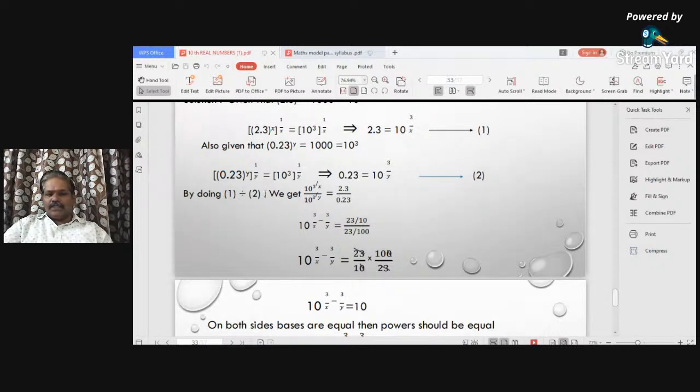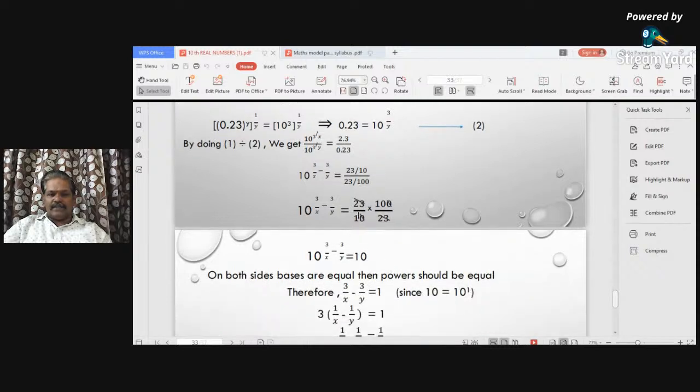Dividing equation 1 by equation 2, we get 2.3 by 0.23. And on the right-hand side, 10 to the power of 3 by x divided by 10 to the power of 3 by y. Taking the formula a to the power of m by a to the power of n is a to the power of m minus n, that is 10 to the power of 3 by x minus 3 by y. In the left-hand side, 2.3 can be written as 23 by 10, and 0.23 can be written as 23 by 100. 23 by 10 into 100 by 23, zeros get cancelled, and 23 gets cancelled, and we are left with 10 to the power of 1.